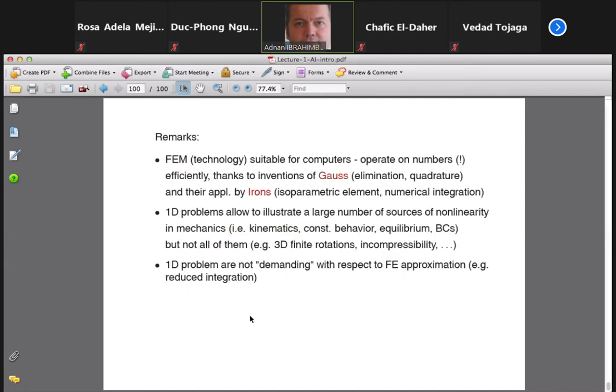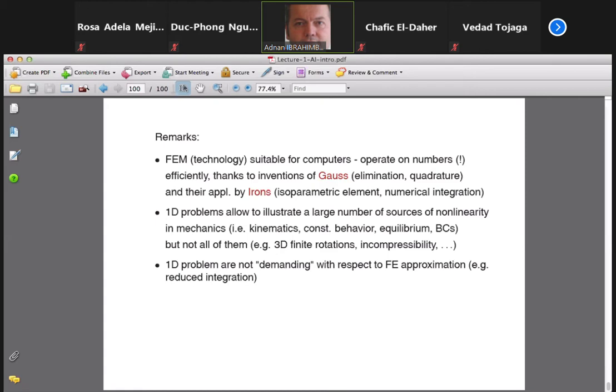So basically, some of these remarkable things is that we had very remarkable names who allowed us to have such a fantastic method. Certainly, the contribution of Gauss, solving the set of large equations and the numerical integration, was a big deal. And Irons, who had the idea about these isoparametric elements, numerical integration, and so on and so forth. Now, 1D models are very good because they allow me to illustrate very clearly, even with these rudimentary techniques with Zoom, everything I wanted to say.